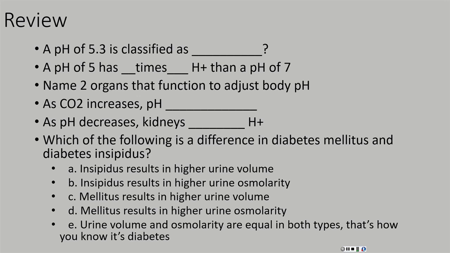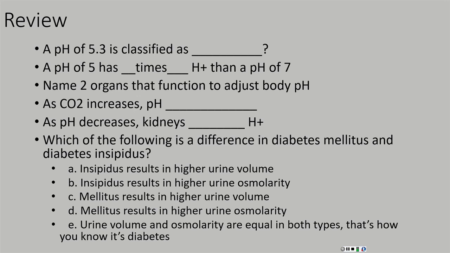Name two organs that function to adjust the body's pH. Well, we've talked about both of these organs recently. The lungs and the kidneys. Remember, we breathe to adjust our pH and our CO2. And our kidneys secrete more or less H+. They secrete more or less bicarb. They can generate bicarb. All of that is to adjust pH. As CO2 increases, pH decreases.